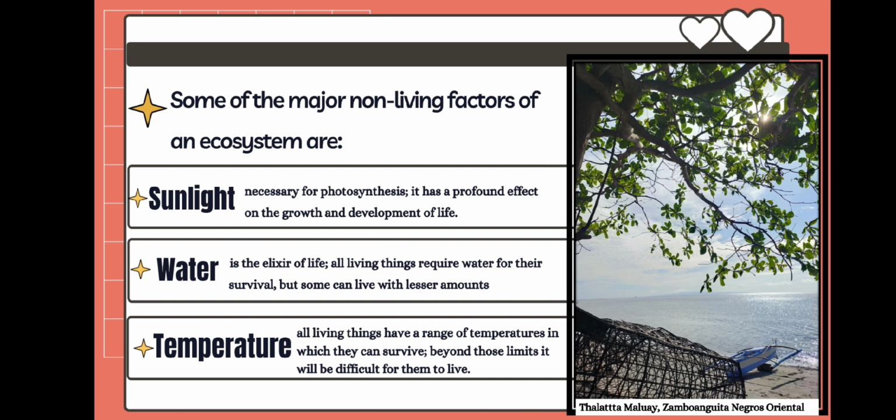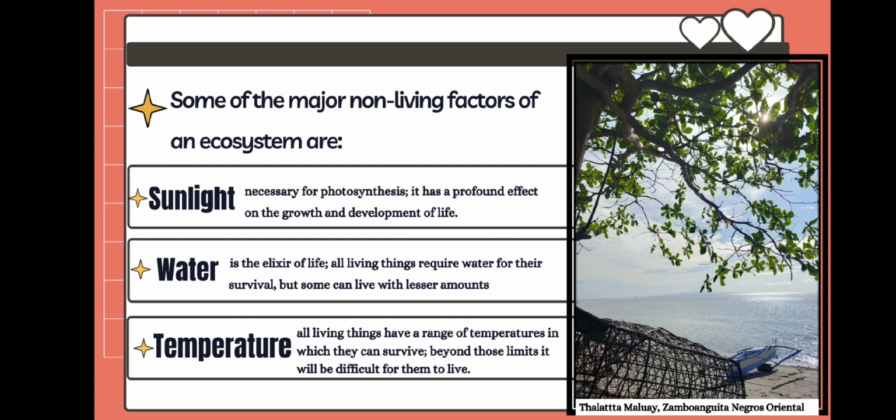So here are some of the major non-living factors of an ecosystem. First is sunlight. Sunlight is necessary for photosynthesis. It influences organisms and their environment. It has a profound effect on the growth and development of life. Next is water. Water is the elixir of life. All living things require water for their survival, but some can live with lesser amounts.